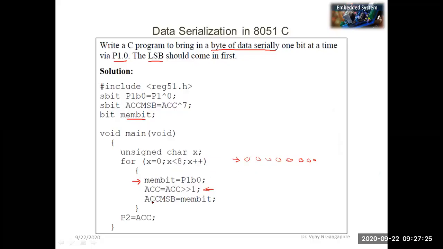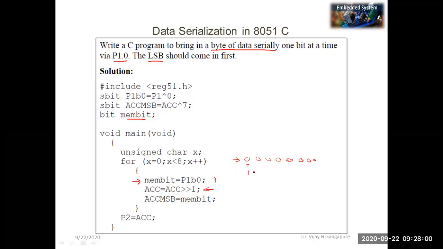Then ACC MSB. What is ACC MSB? ACC MSB is actually bit number 7 of accumulator, that is this. So this ACC MSB is equal to mem bit. So suppose when you read mem bit, the data is 1. So that will get assigned to bit number 7 of accumulator. So that I am storing here. So after this statement, what will be the content in accumulator?